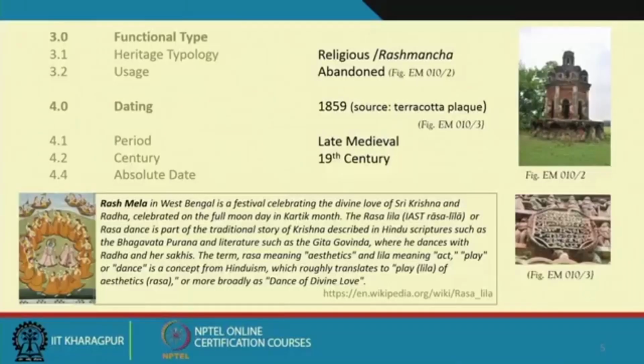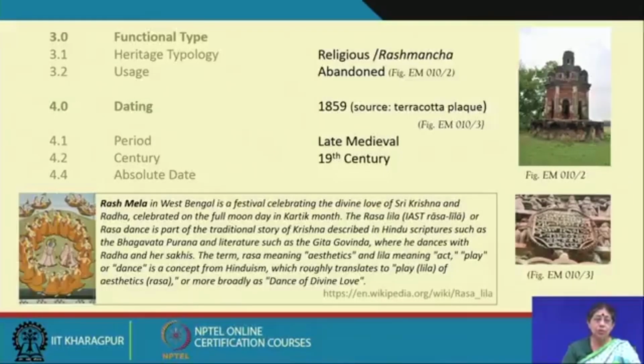So, the late medieval temple is the broad period, and it is from the 19th century. You can see that it is there, and sometimes we actually know from the documents which date it is. So, an absolute date can also be mentioned, but in this particular case it is not known. One can just clearly write that it is not known, and if it is known, whatever the source, one should mention clearly what the source of this dating is.